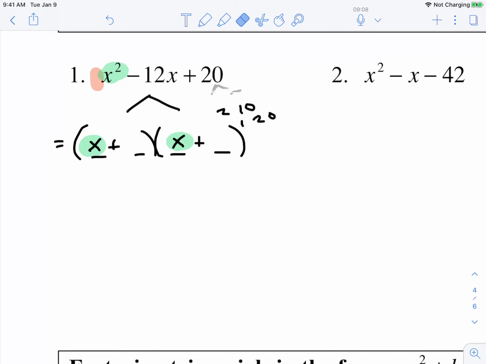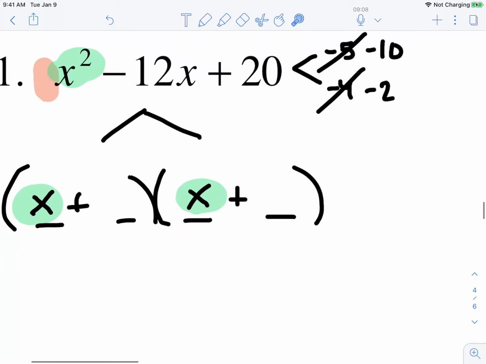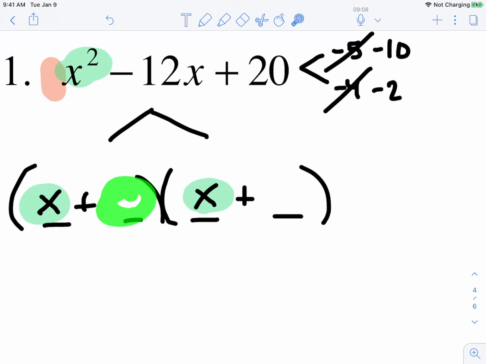Now I want you, off to the side, to write down a list of all the possibilities to make 20. Now the middle term is a negative and the last term is a positive, so you're going to end up multiplying 2 negative values together. So negative 4 and negative 5. We know that those 2 didn't work. So we go to the next ones. How about negative 2 and negative 10? So I want to put a negative 2 and a negative 10, or a negative 10 and a negative 2.